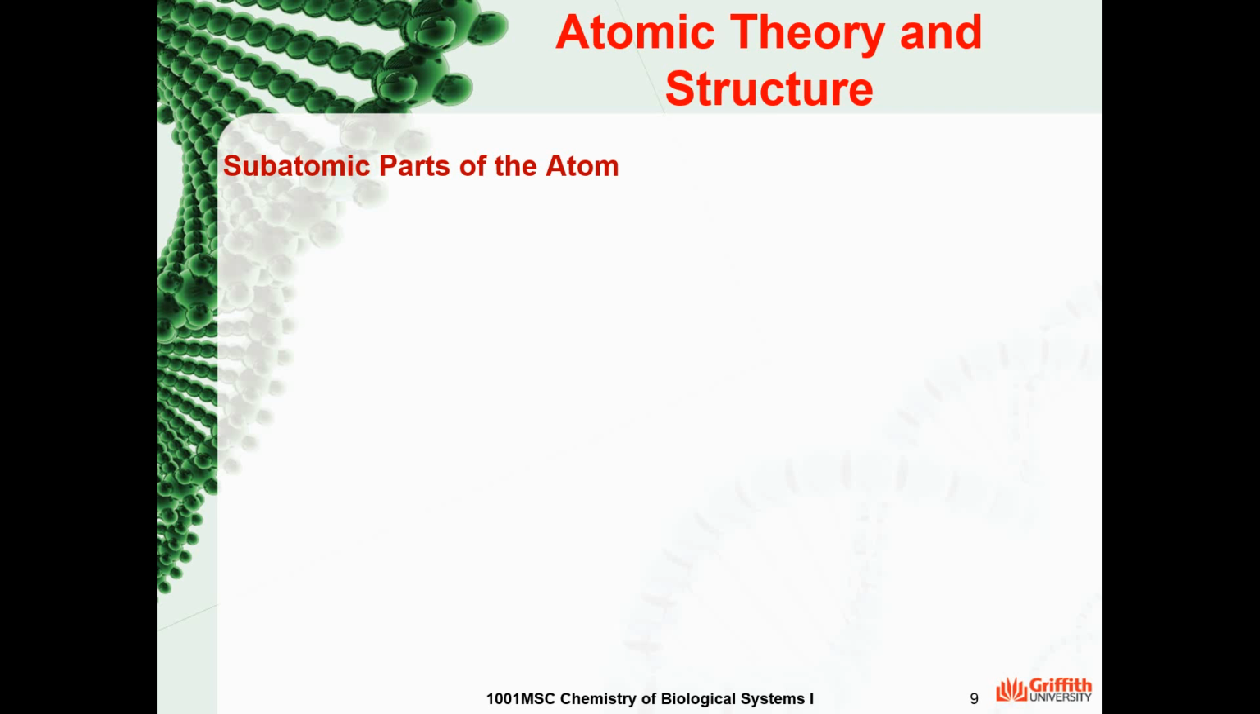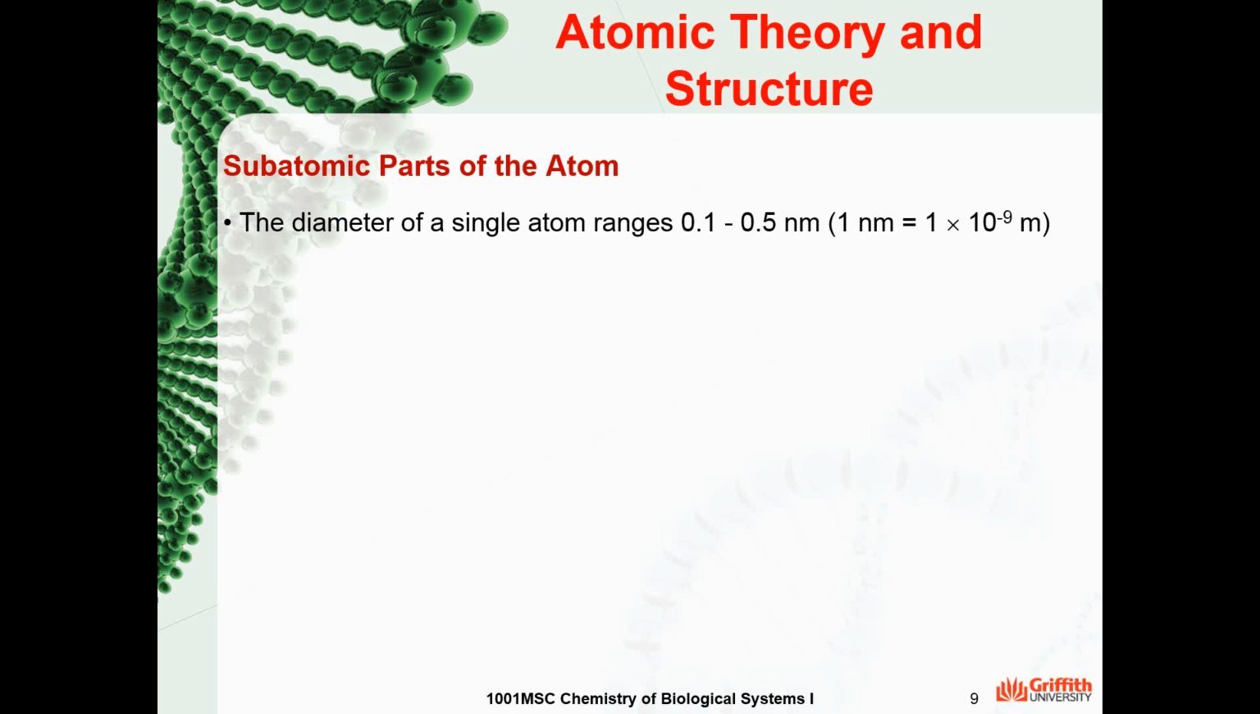Now let's move to the subatomic particles. Here we will cover what is inside the atom. Atoms are very small in size, and therefore we use small measuring units. For example, a single atom diameter ranges from 0.1 to 0.5 nanometers. Remember that 1 nanometer equals 10 to the power of negative 9 meters.